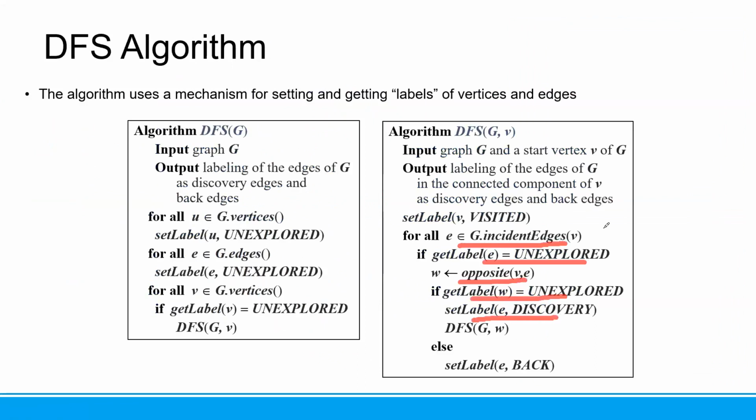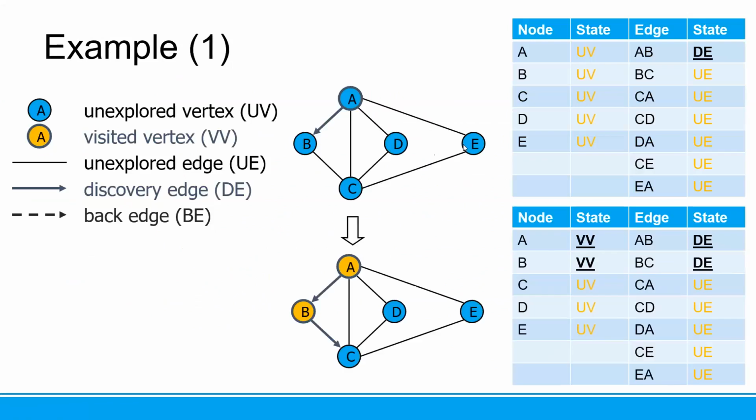Okay. So first it is checking the incident edge. If it is unexplored, check the opposite. If it is unexplored, we set discovery. Because this one is unexplored, BC now becomes discovery. So this edge is discovery, this edge is discovery, this one is visited, and this one is visited.